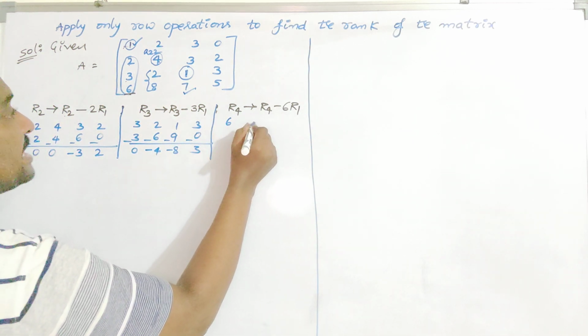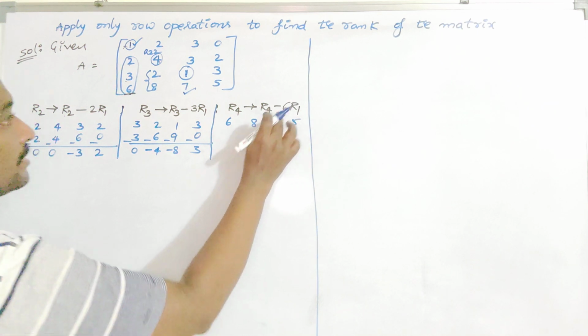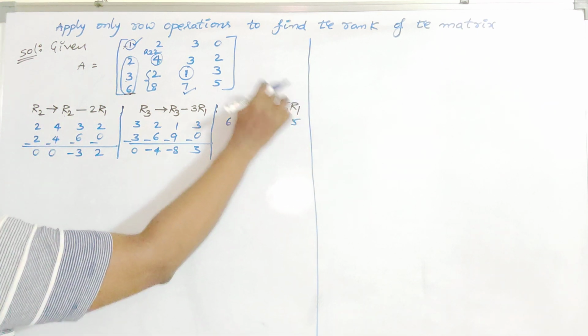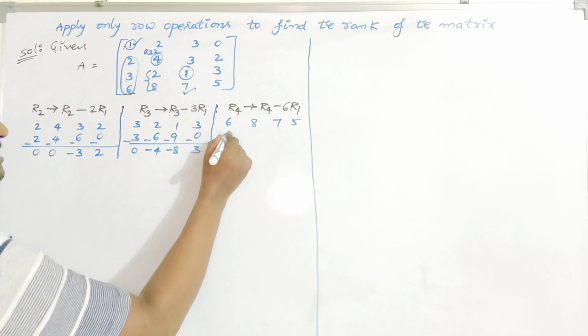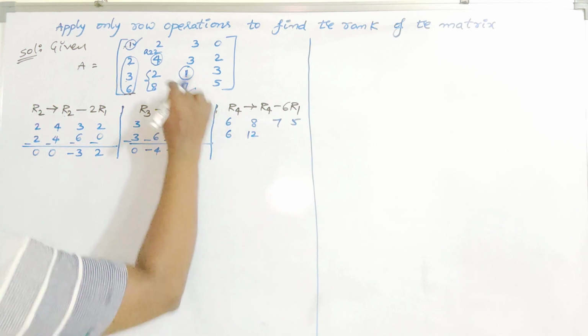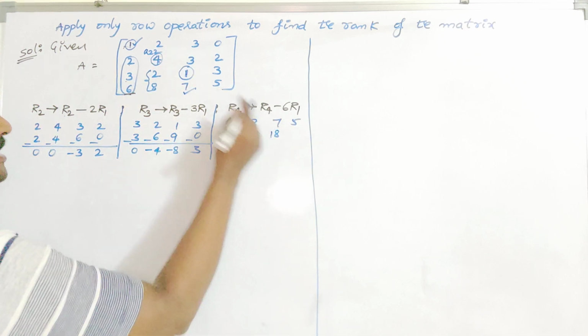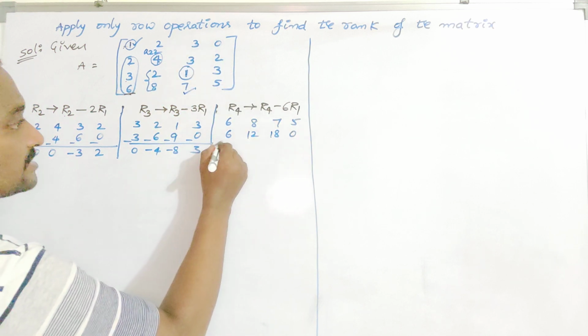Okay, now what about R4? R4 as it is: 6, 8, 7, 5. You should multiply each and every element in R1 with 6. 6 ones are 6, 6 twos are 12, 6 threes are 18, 6 zeros are 0. Subtract the terms.